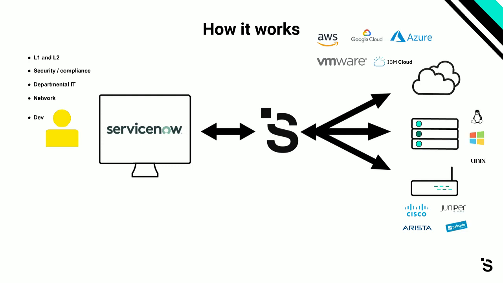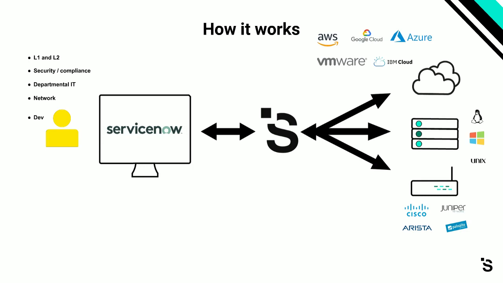And so this provides a controlled environment where an L1 or an L2 support individual, for instance, would come in and use a ticket in ServiceNow to run a very specific job that they've been given access to through the proper role-based access controls. In addition, security and compliance teams who need to run scans or other things through the SaltStack interface could do so.